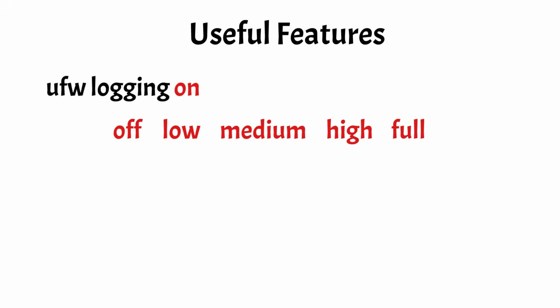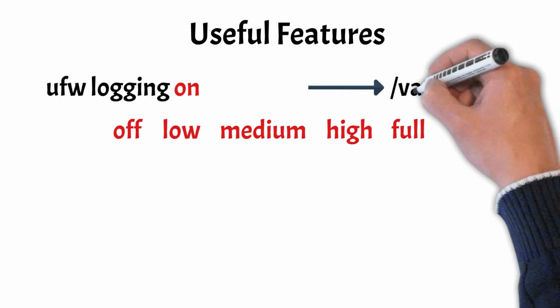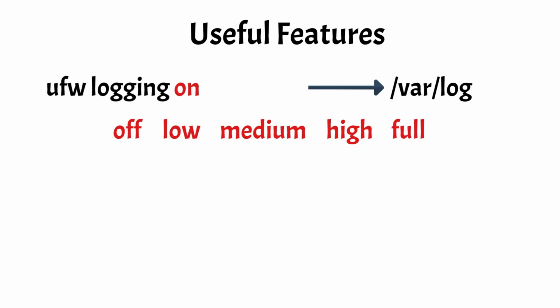Here are the 5 log levels available in UFW. The default level is low, but you can change it to a higher level in case you want more details. Generated logs typically get stored in the system's log directory.